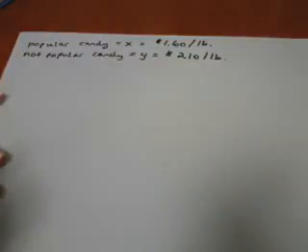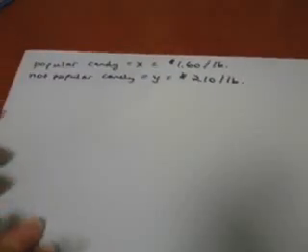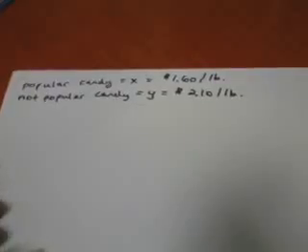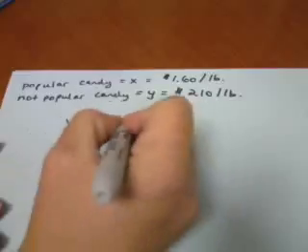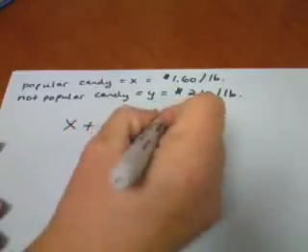How many pounds of each kind of candy should be used to create a 75-pound mixture selling for $1.90 per pound? And he's doing this to help clear the inventory of the more expensive type. So he's mixing it with the popular kind in hopes to be able to sell it and get rid of it a little bit quicker.